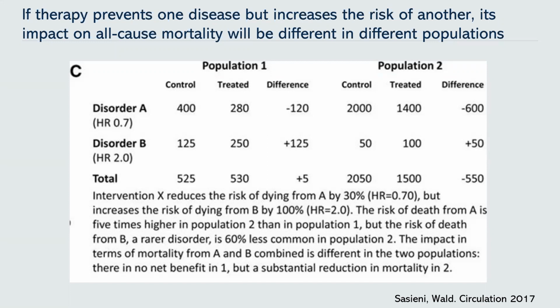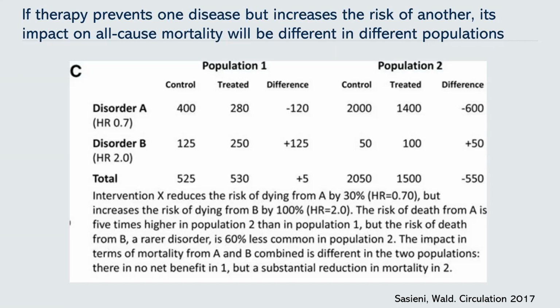But if you go to a population where disorder A is very common, so you've targeted your intervention to people who are at high risk of what you believe is going to be, and you've excluded people who are at high risk of disorder B, then you might get a very different situation. And here you're resulting in 550 fewer deaths overall. But that means that if you did your main study in population 1, you would conclude that the intervention was useless. And so people in population 2 would never benefit.